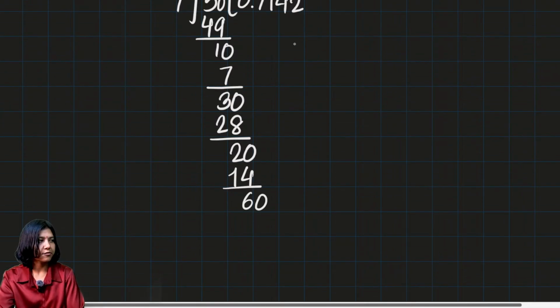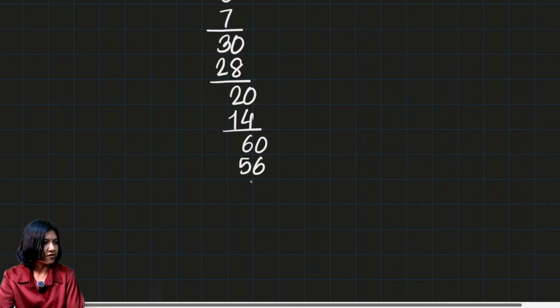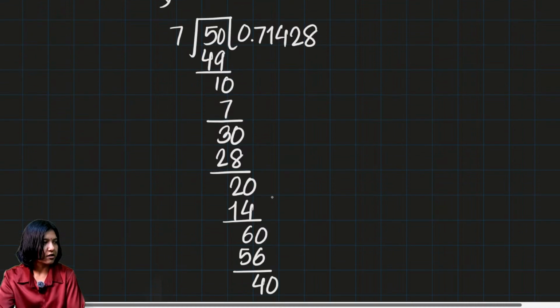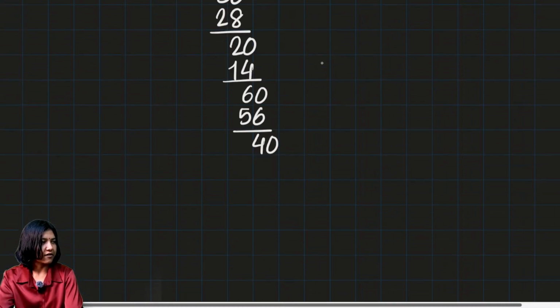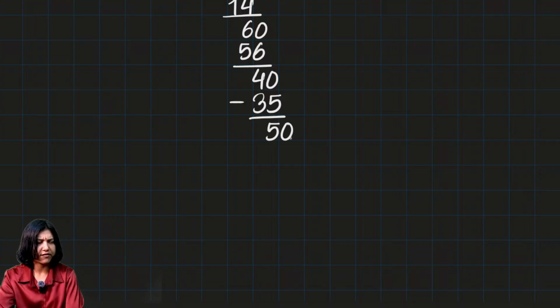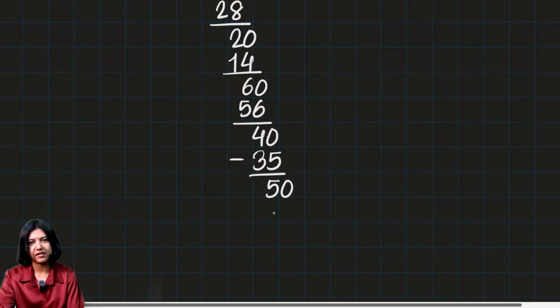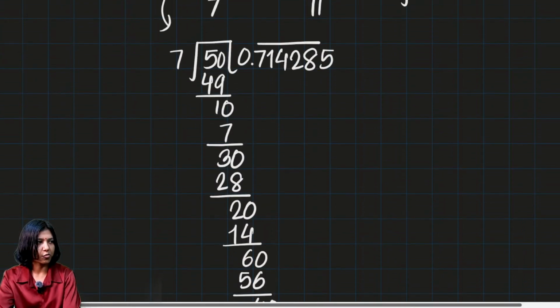60 now. 7 times 8 is 56. It gives me 4 as the remainder. 40. 7 times 5 is 35. Now it gives me the same digit that I started with, 5. So it will become 50 now, right? 50 is what I started with. So upon getting 50, 7 times 7 is 49. So this whole group will repeat.